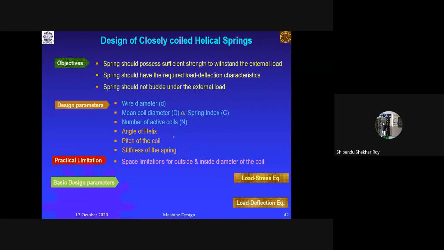Whenever you like to design anything, you have to see that a particular machine component is surrounded by other machine components. That means there is space limitation. So the space limitation from the outside and the inside diameter of the coil, you have to keep in mind when you recommend any dimensions. Not only for springs, for other machine components also, space limitation is important. So the basic parameter you have to find out is the wire diameter, which you get from the load stress equation. The spring index you have to assume; C equals spring index equals mean coil diameter by the wire diameter. Next you have to find out the number of active coils, and for that the load deflection equation is important, so you have to use it.